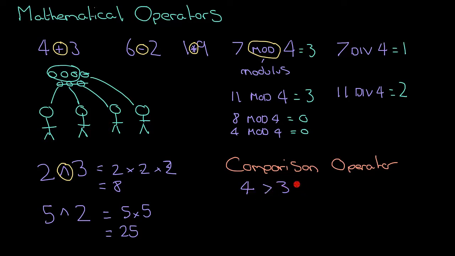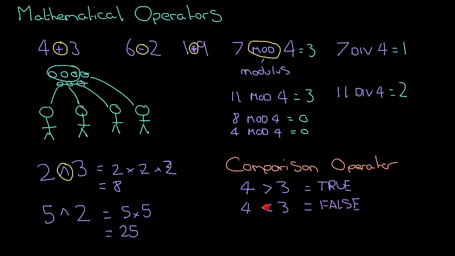So is 4 greater than 3? Well, that equals true, yes, 4 is greater than 3. Let's do the reverse of that. Is 4 less than 3? Well, no, 4 is not less than 3, so that is going to equal false. And that's what usually happens.